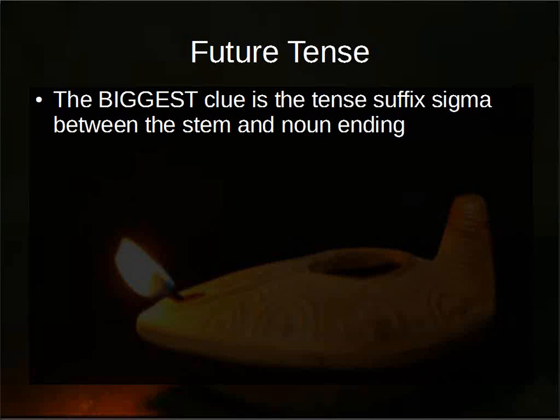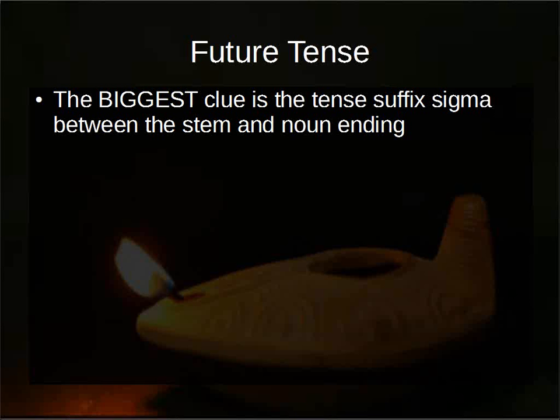And that sigma is attached after the noun, or excuse me, not the noun stem, after the verb stem. Okay, so that is our biggest clue. That's sigma. If you see a sigma between the verb stem and then the verb ending, that will let you know that this is a future tense.